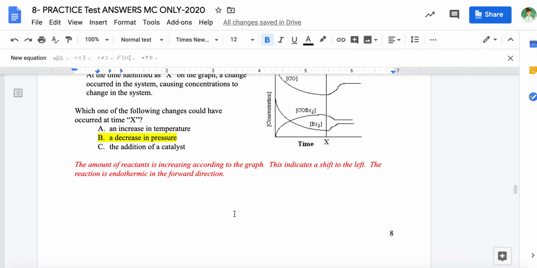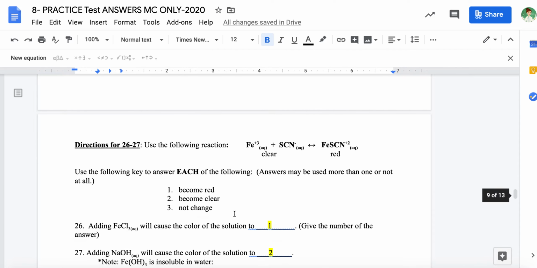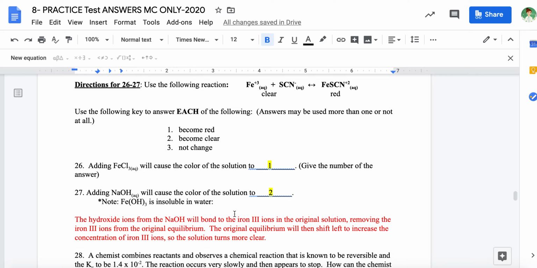Hopefully things are going so well so far. This next section, we're going to get into a little bit more of the Le Chatelier questions. This is actually the same reaction that we had on our Le Chatelier introductory worksheet.